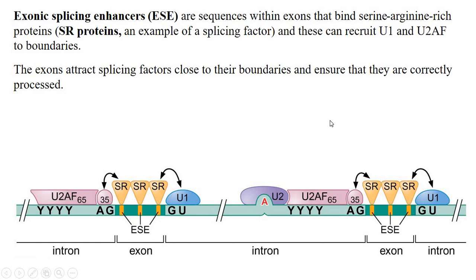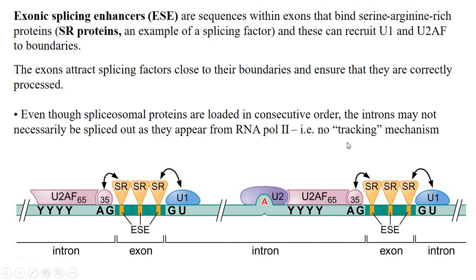Okay, let's see. So here, this is an intron, this is an exon, this is an intron, this is an exon, intron. So one gene can have multiple exons and introns, but it's not always spliced as first exon, second exon, third exon, fourth exon. The splicing is happening simultaneously, and it can also be that your third intron is spliced out first, and 1 and 2 are spliced out later. So there is no tracking mechanism. They all are going to be spliced out. It doesn't have to be in a consecutive order.